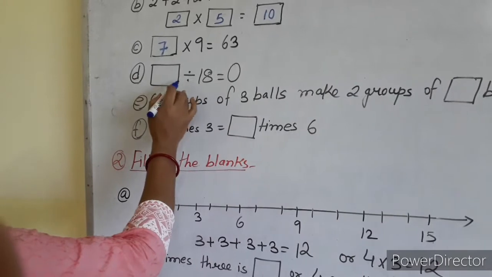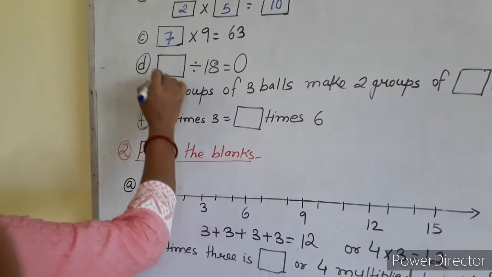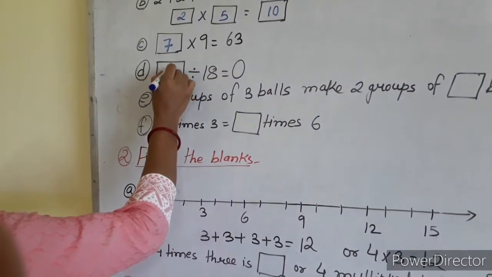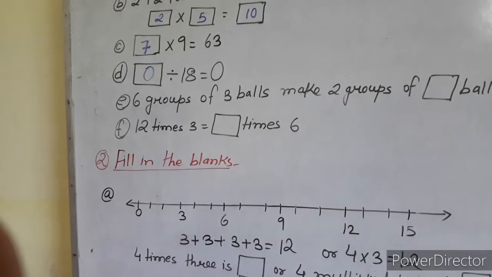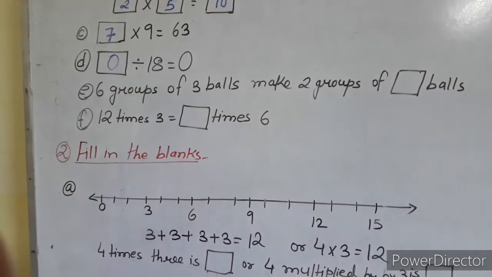Then dash divided by 18 equals 0. What number can you divide by 18 so that you get the number 0? This is 0. If you divide 0 by any number, the answer will be 0.